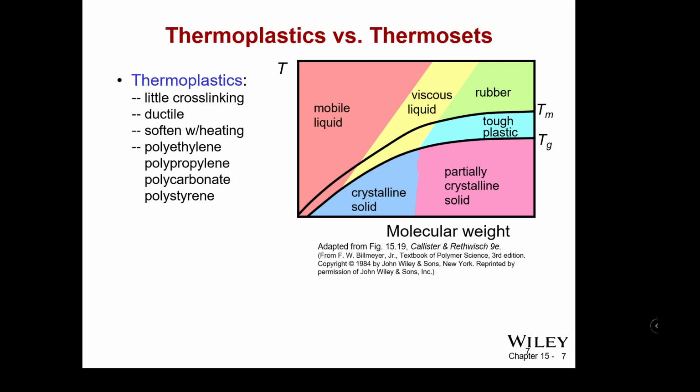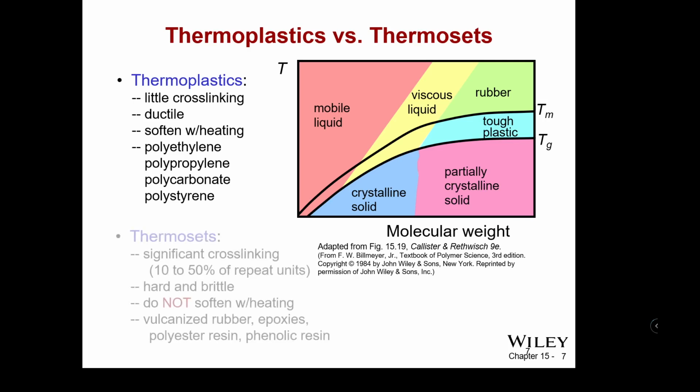So thermoplastics soften with heating. If your car was made of thermoplastics, you would get in it in Phoenix and your steering wheel would be in the floor as a puddle and things like that. So we don't use thermoplastics in high temp applications. We use thermosets.